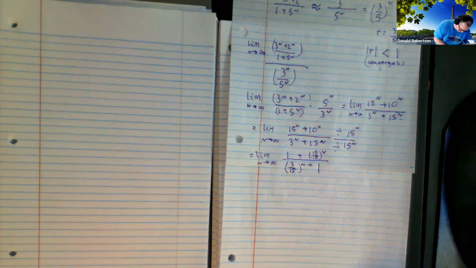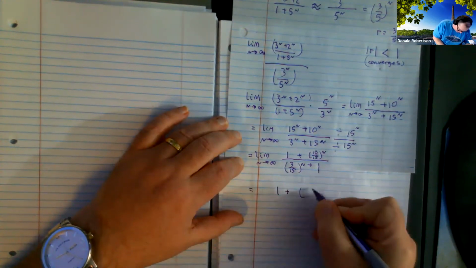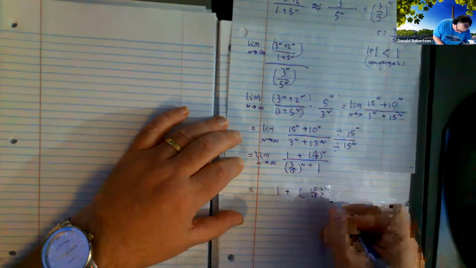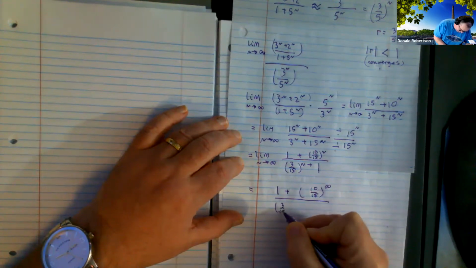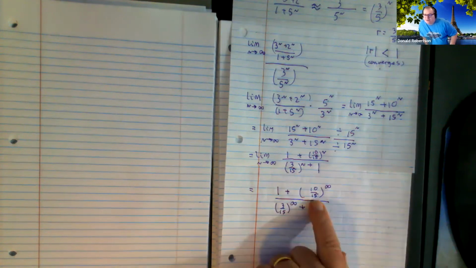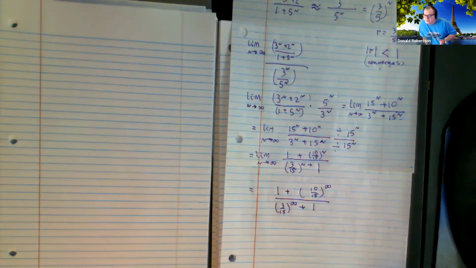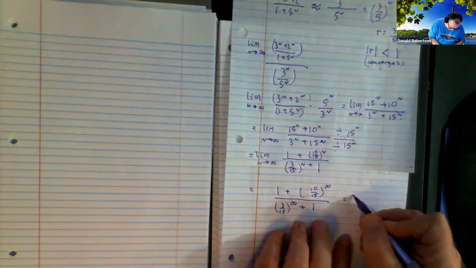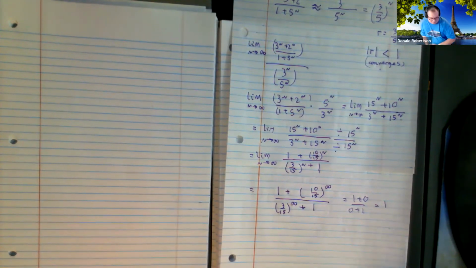Right, let's do brute force. 1 plus 10 15ths to the power infinity, over 3 15ths to the power of infinity, plus 1. Okay. If you take any number that's less than 1 and you raise it to the power of infinity, don't you get 0? Like a half to the power of infinity, a quarter to the power of infinity. You get 0. So 1 plus 0 over 0 plus 1. Bingo. Then we get a limit of 1, a number.